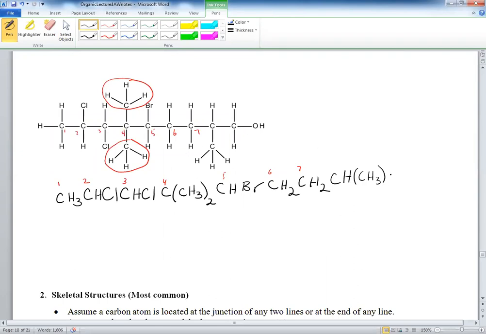And then next is going to be a CH2, and then you have an OH. So let me keep the numbering. This is our 8, and this is our 9. Here's 8, and here's 9. So take a minute, think about it, and please prepare questions for the next time we meet.